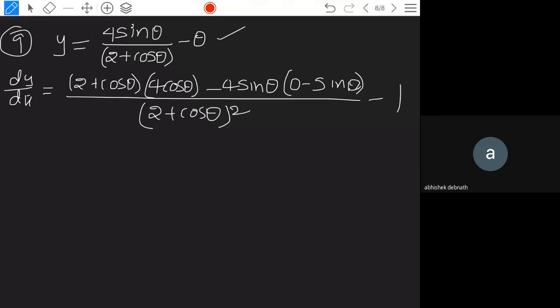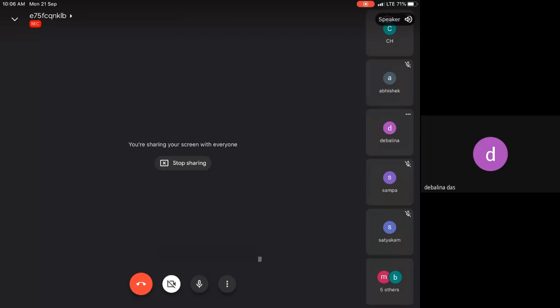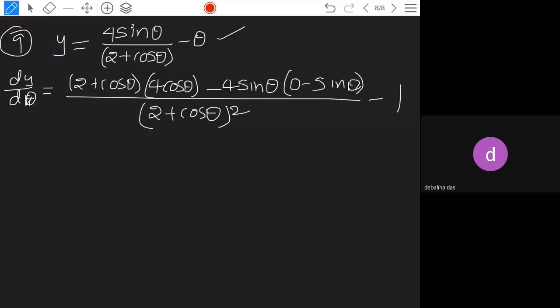Very good. Who told this one? Abhishek? Anurag? Sir, me. No, sir, Abhishek told. Abhishek, very good, I appreciate you. At least he tried. He said d theta by dx, but it is not d theta by dx, it is dy by d theta. That's good.